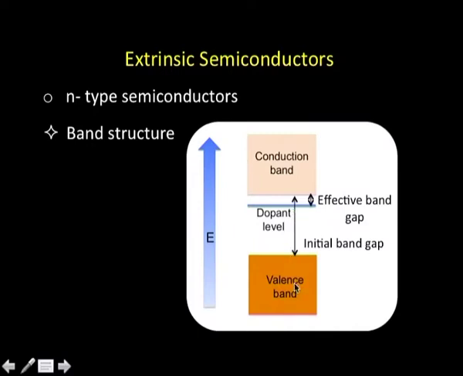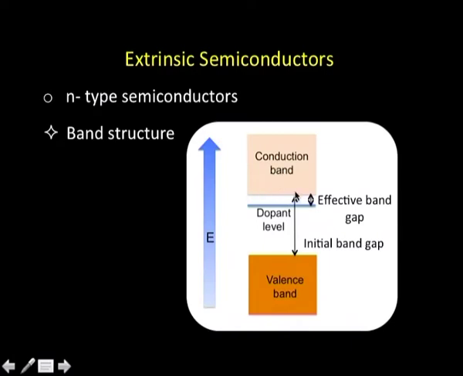But when I introduce the impurity of phosphorus, we find that the energy level for the phosphorus atom happens to be somewhere here, very close to the conduction band. And this band is occupied in the case of phosphorus, because the extra electron we talked about is in this particular energy level. So when I give a little energy, the electron can go from this dopant level to the conduction band and start conducting.